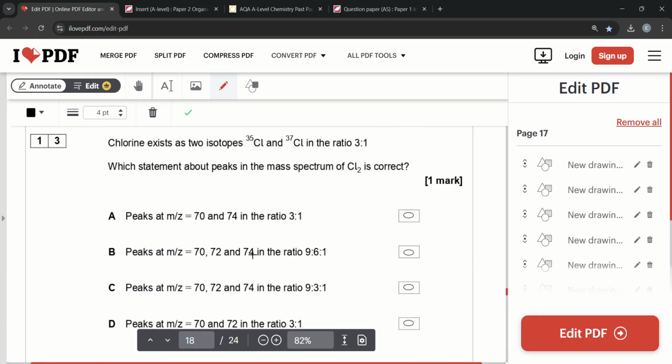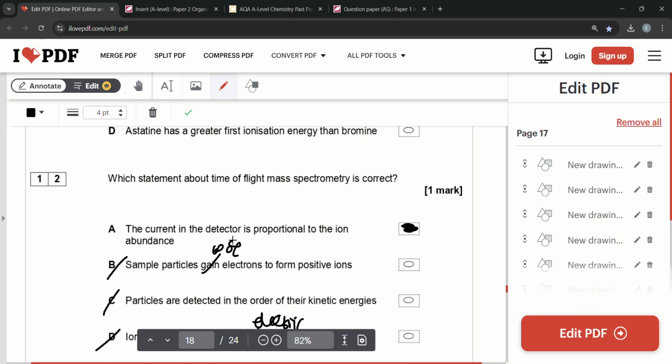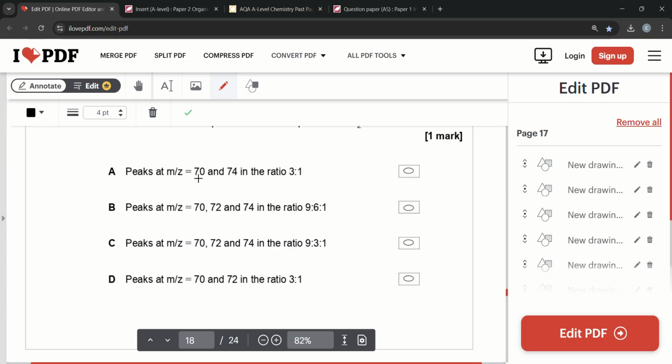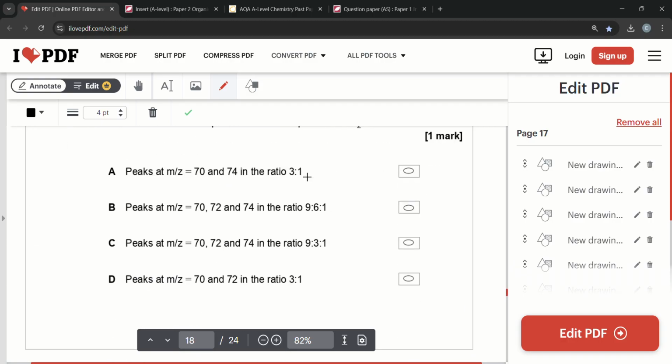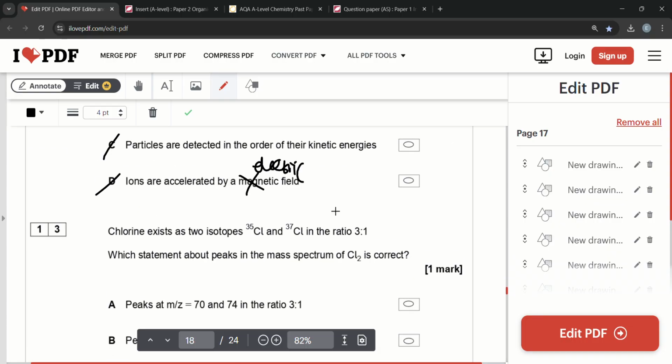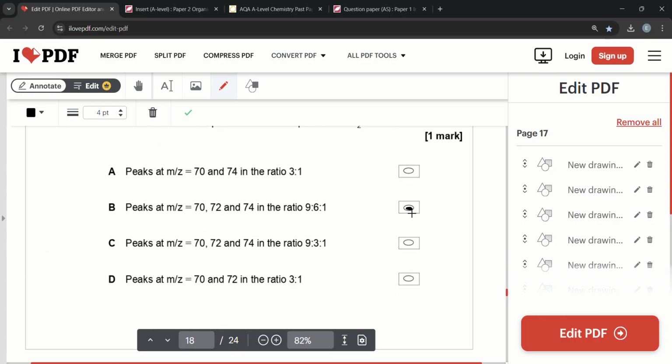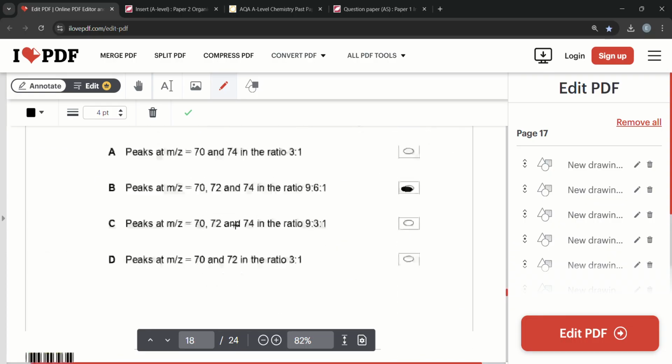Question 13. Which statement about peaks in the mass spectrum of chlorine is correct? Peaks at m/z 70 and 74 in a ratio of 3 to 1. Peaks at m/z 70, 72 and 74 in a ratio of 9 to 6 to 1. Yeah, it's going to be B. 13B is the correct answer.